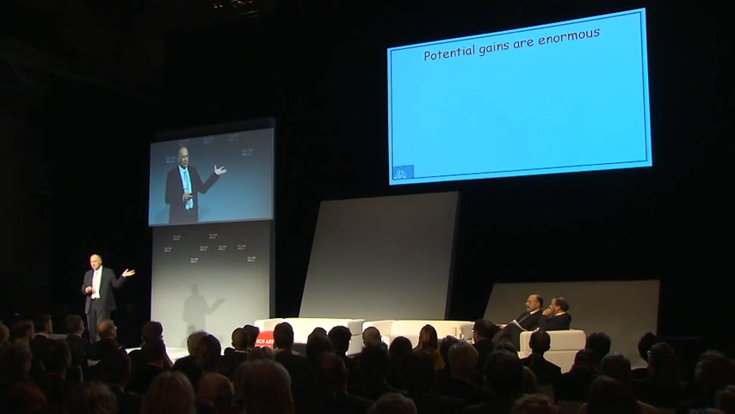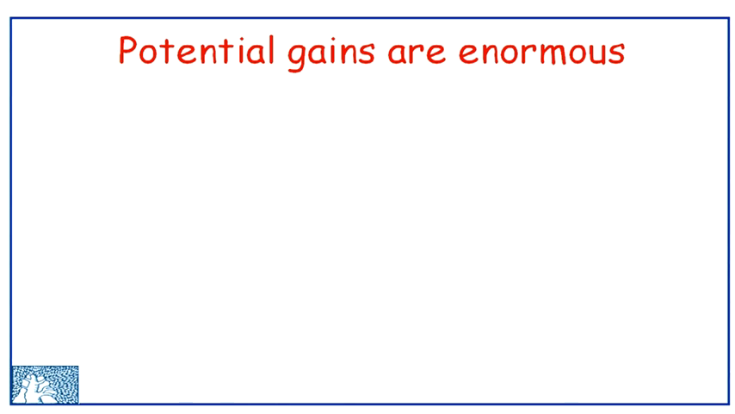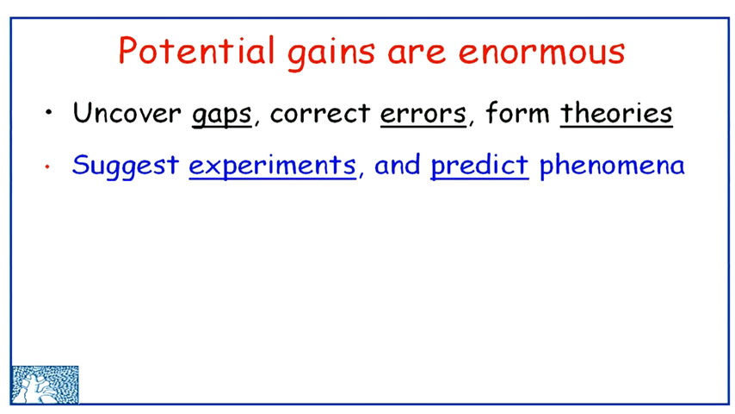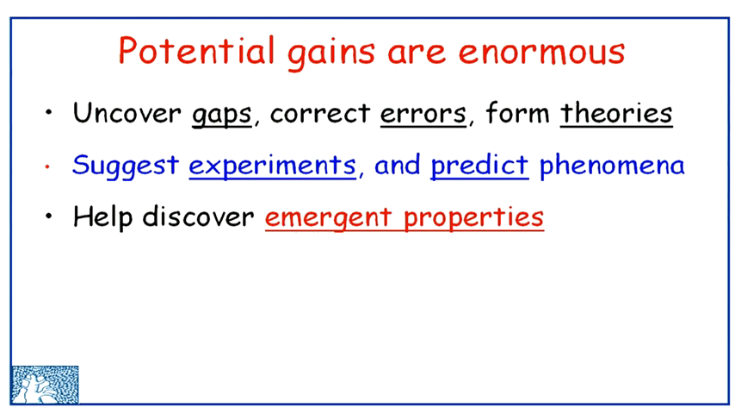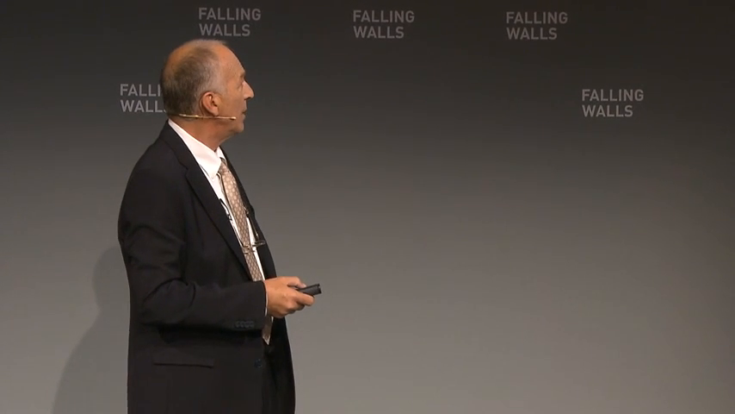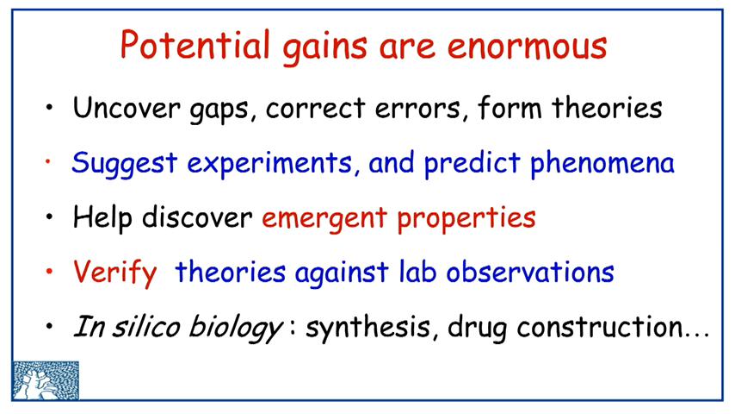Here is a partial list of some of the almost obvious gains that you might have if you're able to build a full interactive computerized model of an animal: uncover gaps, correct errors, form theories, of course predict new phenomena and suggest experiments to be done in the lab, discover emergent properties, which are things that emerge out of the model on their own, verify theories against observations, and the sky's the limit: synthesis, drug construction, and so on. How to do the modeling?